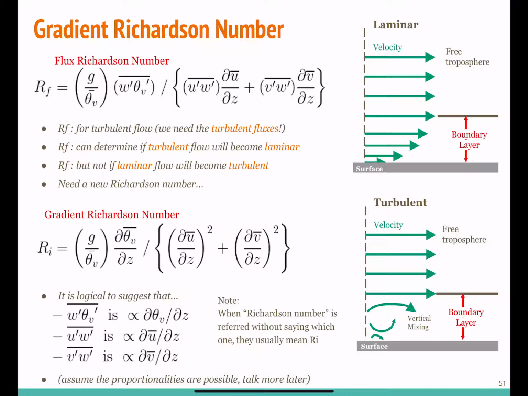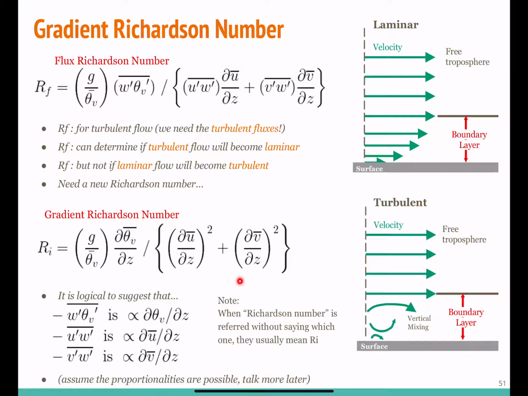Okay, so here we have the flux Richardson number. We have already covered this. So for the turbulent flow, we have the turbulent fluxes, right? If we are having the turbulent flow, this is the turbulent part, and this is the laminar flow. So if we have laminar flow, we cannot calculate anything with these two covariances because we still don't have the turbulent terms yet, right? So we cannot make use of this Richardson number.